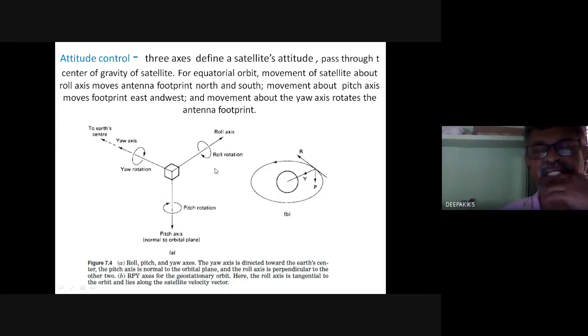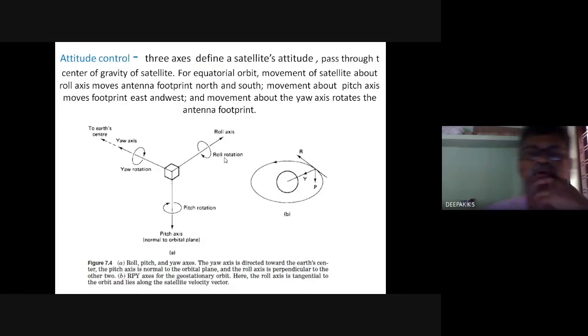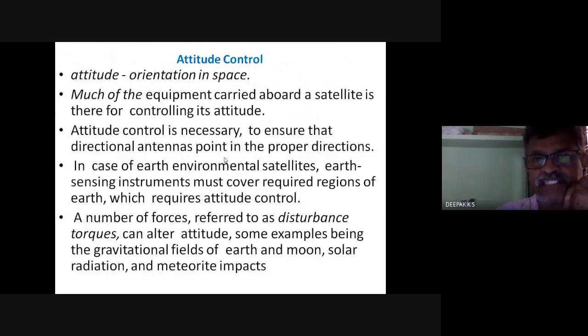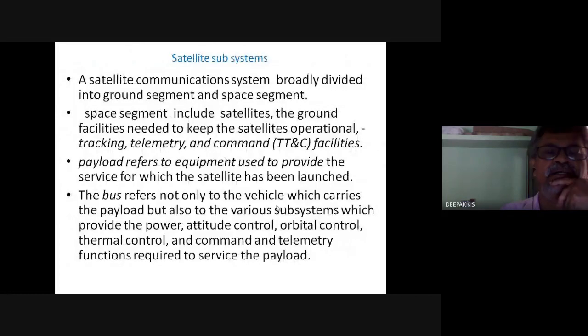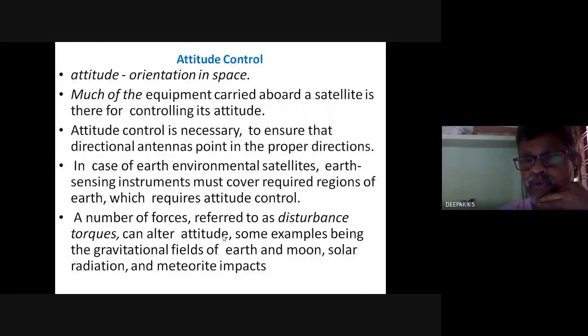So we need to sense the attitude, we need to find the variation, and we need to generate the restoring torque. Those are the basic attitude control parts. One function in the bus is the power control. Next is attitude control, which is the direction and orientation in space.